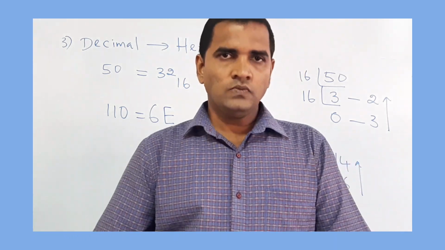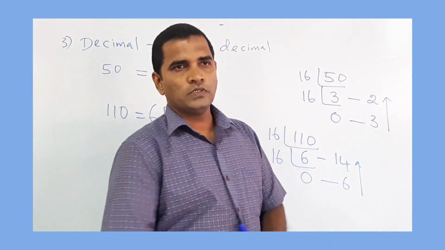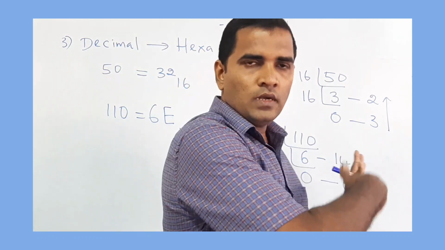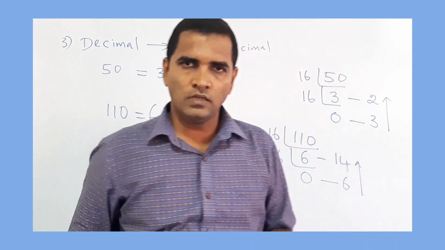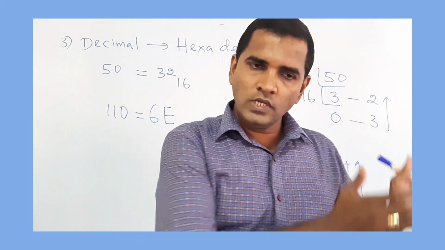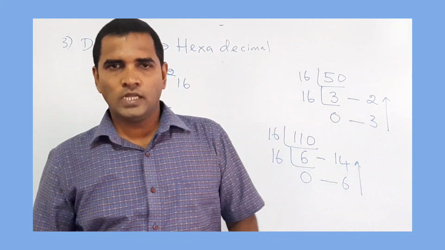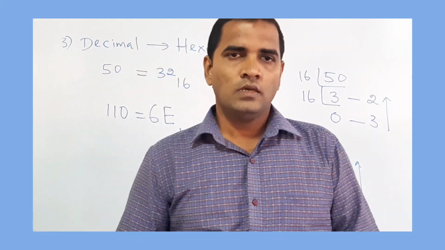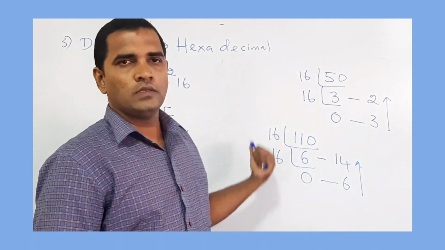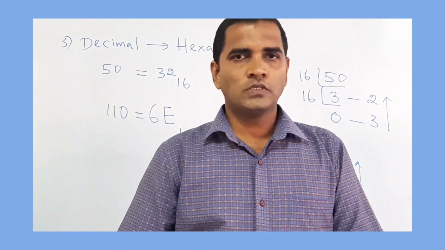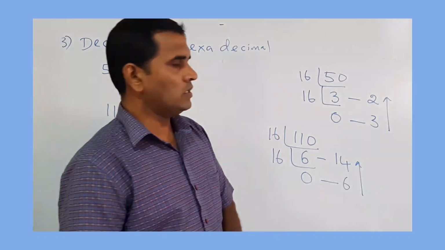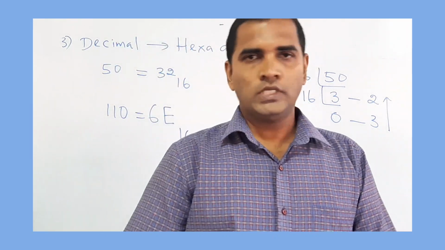In the next video, we will take the opposite conversion, vice versa, of these 3. Today we did decimal to binary. In the next video, we will see how to convert binary into decimal. Today we did decimal to octal. So next time, we will take octal to decimal. Here we did decimal to hexadecimal. So next time we will see how to convert hexadecimal into decimal.